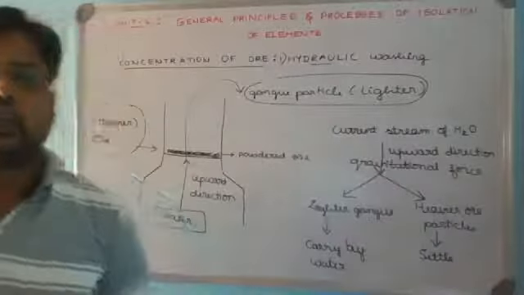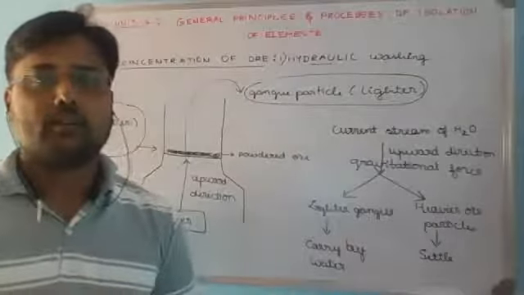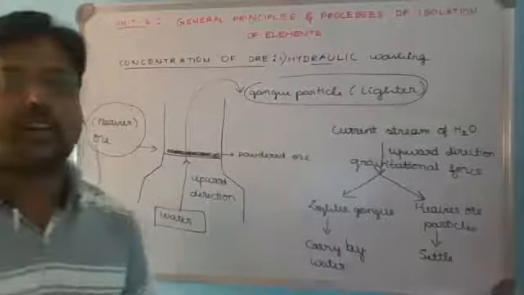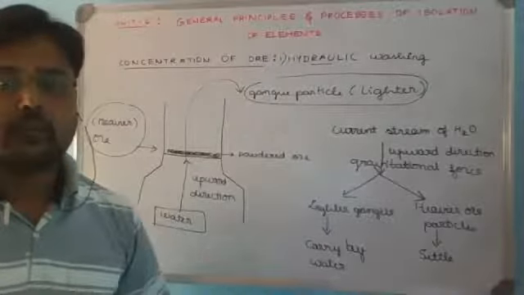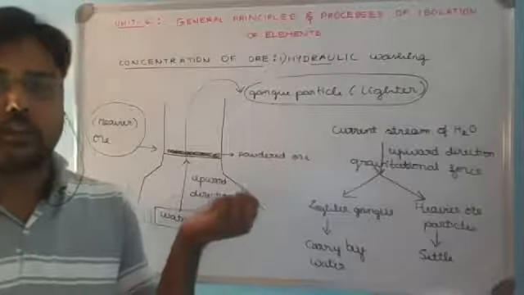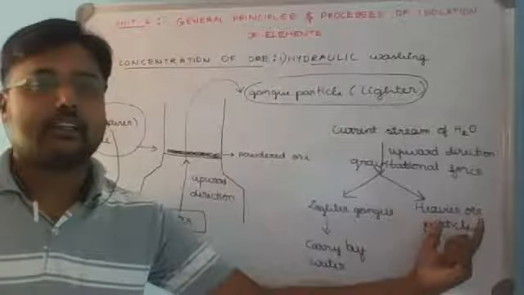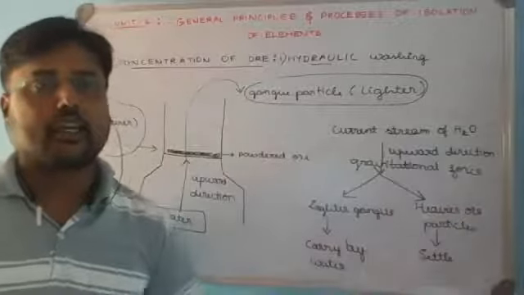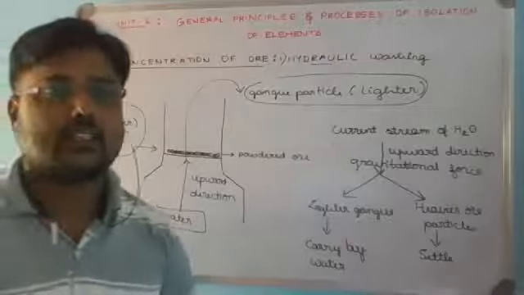Thereby, we see that the lighter gangue particles are completely removed from the ore. So this is how hydraulic washing is used to concentrate the ore. With the help of a current stream of water, lighter gangue particles are removed and heavier ore particles are separated from them. Thereby concentration is achieved.